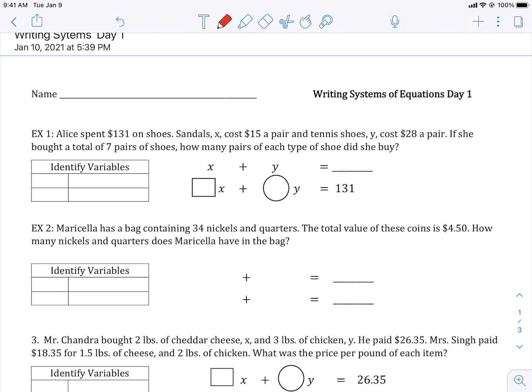Okay, so we're going to start off by identifying the variables. If we look at the word problem again, it tells us that sandals are X and tennis shoes are Y. So we always want to identify those first. X is going to be my sandals, and Y is going to be my tennis shoes.